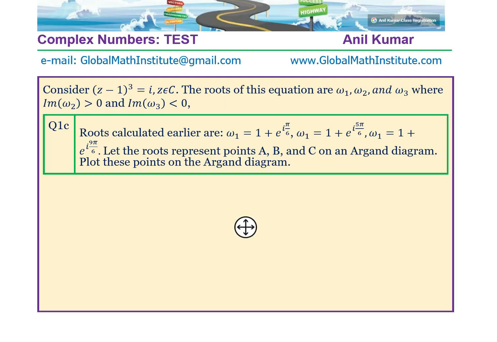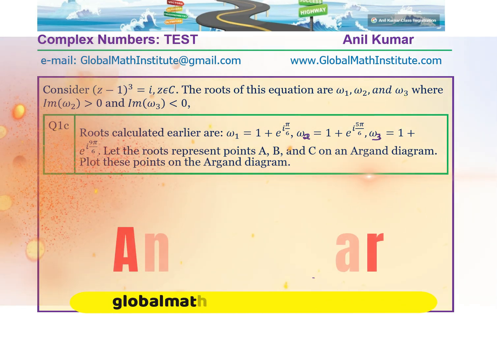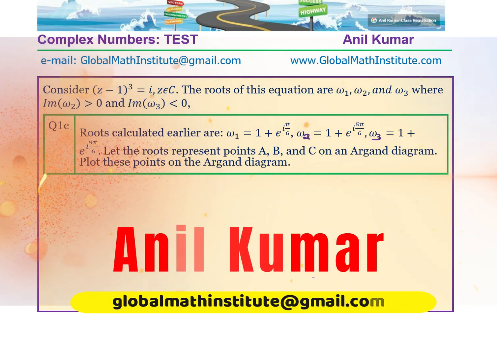Now we have the last part of it, which is we know the roots of all these equations, which are written here. 1 plus e to the power of i pi by 6 is omega 1, this is omega 2, and this is omega 3. Right? So we got the three values. Now we have to find out their values and draw them on the Argand diagram. Correct. How do we do this part? So I'll take this part in the next video. So I hope that is absolutely clear. Perfect.